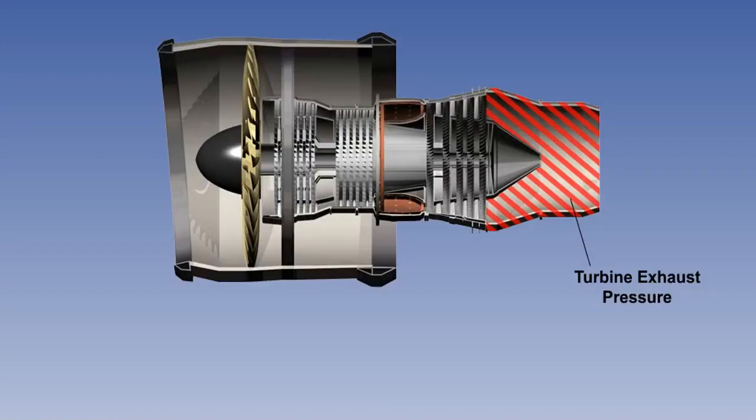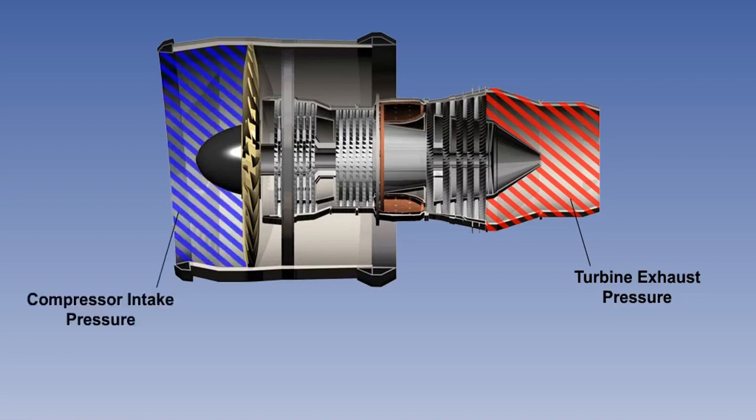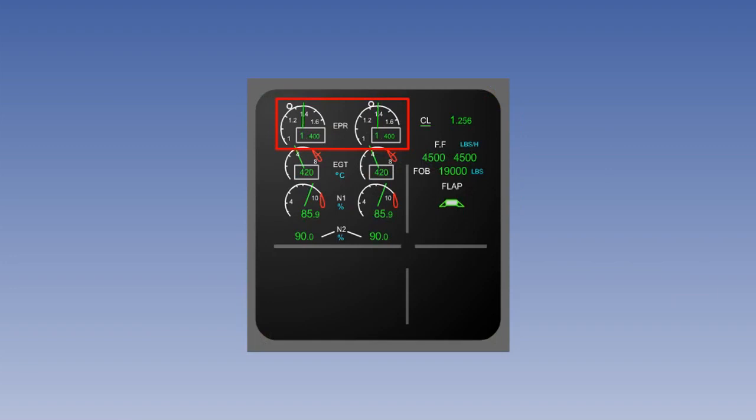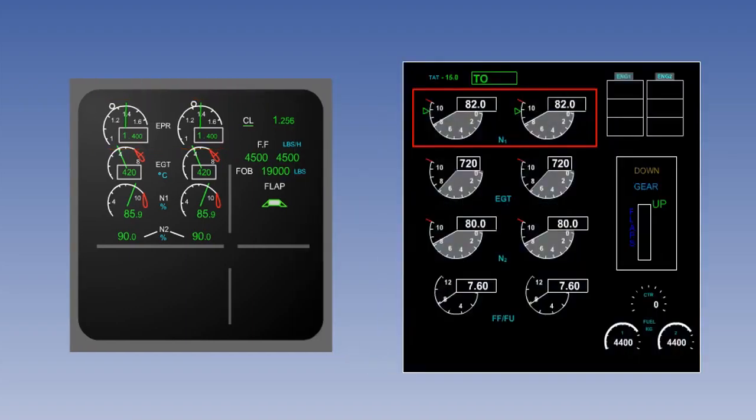The primary thrust parameter is engine pressure ratio, known as EPR, which is the air pressure at the turbine outlet compared to the compressor intake. If EPR is not available, then N1, which is the speed of the first stage of the compressor, is used instead. The thrust lever is therefore used to select a thrust value of either EPR or N1.